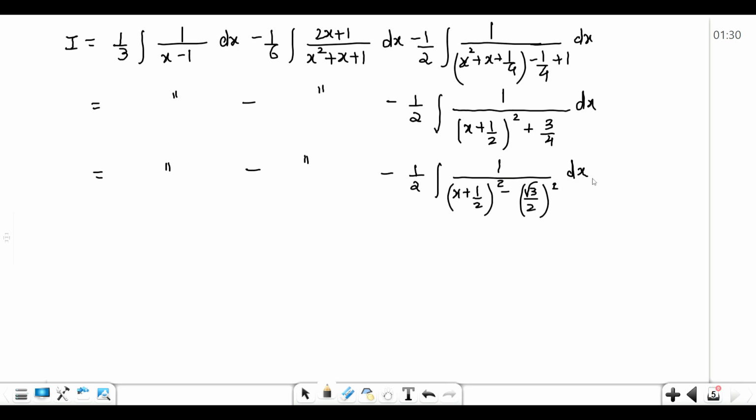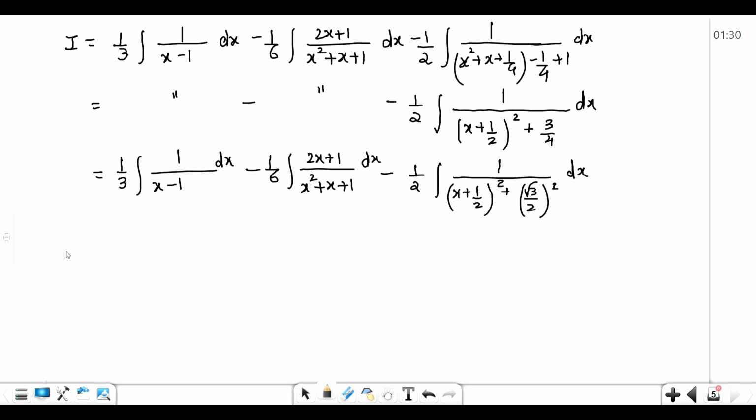So this becomes 1 upon x square plus a square formula. So we have to apply that part. Now we know all of this, so I'll write it down here: 1 upon 3 integration of 1 upon x minus 1 dx, 1 upon 6 integration of (2x plus 1) upon (x square plus x plus 1) dx. Now we know the value of all three integrals, so let's apply it here and see what we get.